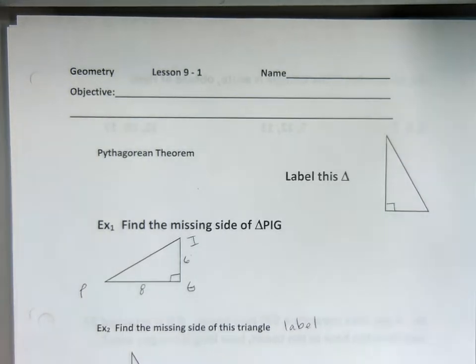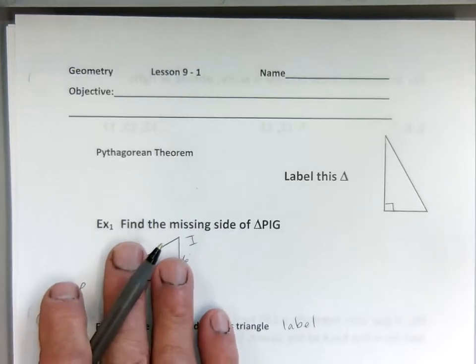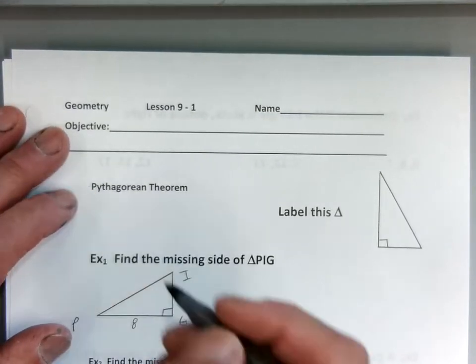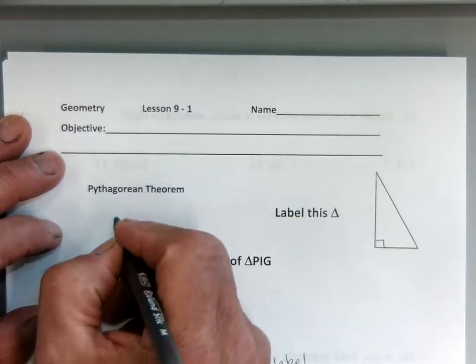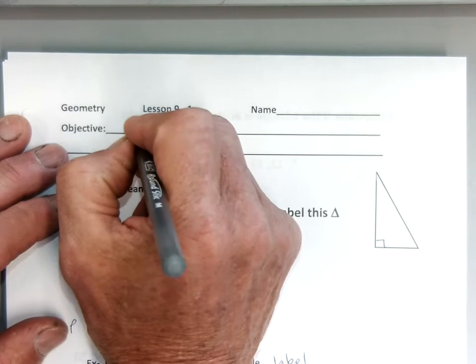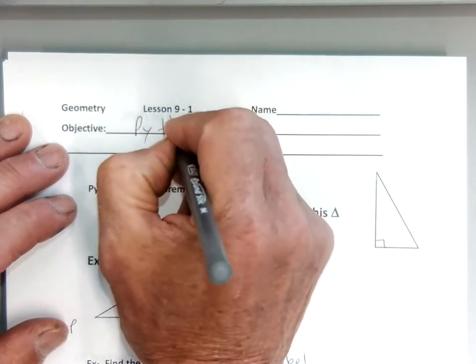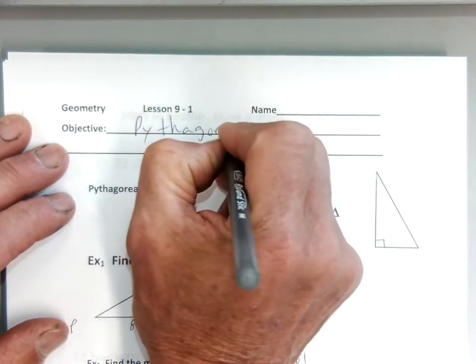Okay, so let's do this. What do we know? We already know the Pythagorean theorem, but we're going to redo it, okay? Instead of Pythagorean theorem, our objective is the Pythagorean theorem.